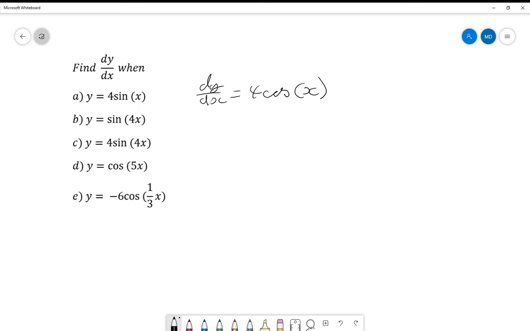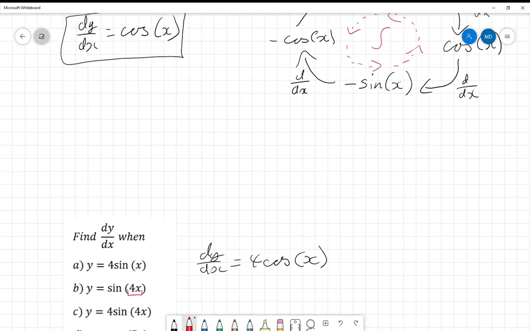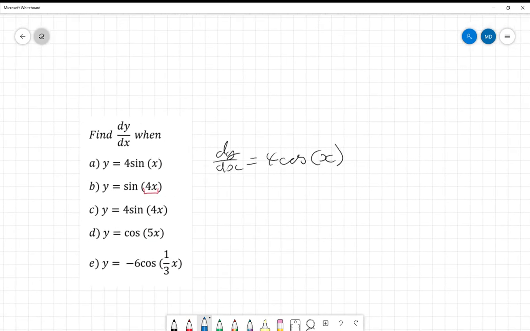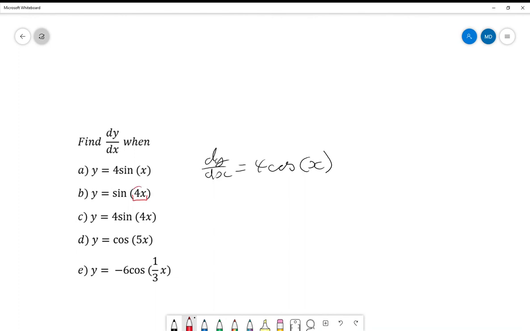Now for b, this is a very, very different situation. Notice how this is inside the function, and so this is going to affect it. And if we think about it, what's going on? If this here is the graph of sine of x, then what does sine of 4x look like? Well, everything's getting squashed. It's going to look 4 times more squashed. And if it's 4 times more squashed, that means the gradient is 4 times larger. And so if we have a coefficient inside the function, it actually comes out of the function.